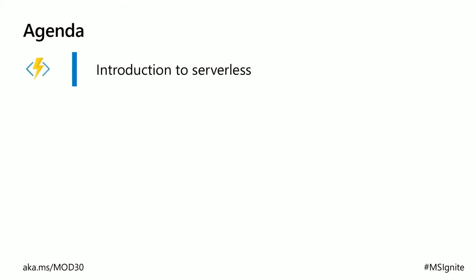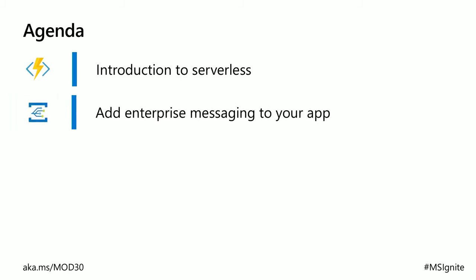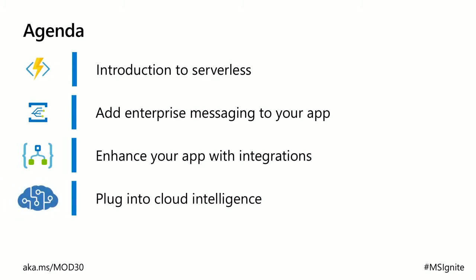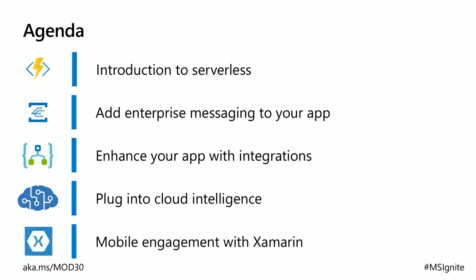We're going to have an introduction to serverless because we're using Azure Functions, which is part of serverless. We're going to talk about adding enterprise messaging to your app through Event Grid and a few other things. We're going to enhance your app with integrations. We use something called Logic Apps to orchestrate the whole process. And then we're going to plug that into Cloud Intelligence, and that's the part that produces that description for you, but that's just the tip of the iceberg. And mobile engagement with Xamarin. So we have another demo at the end where we connect to Twitter and we post a notification on the mobile app.